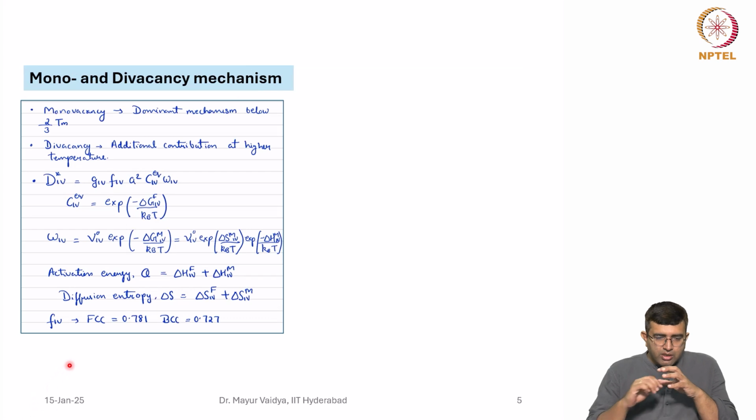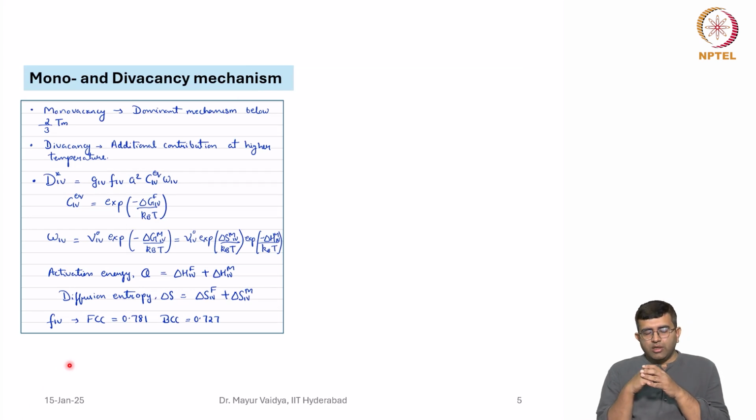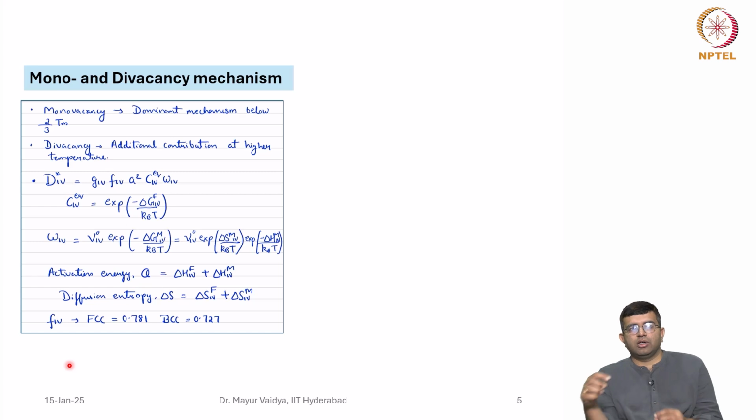Then we already have seen a little bit that in the case of metals, the self-diffusion proceeds by the vacancy mechanism predominantly. And in the vacancy mechanism also, the dominant contribution comes from the mono vacancies till 2/3 Tm temperature. The mono vacancy contribution is the most dominant one. You start getting the di-vacancy contribution at higher temperatures.